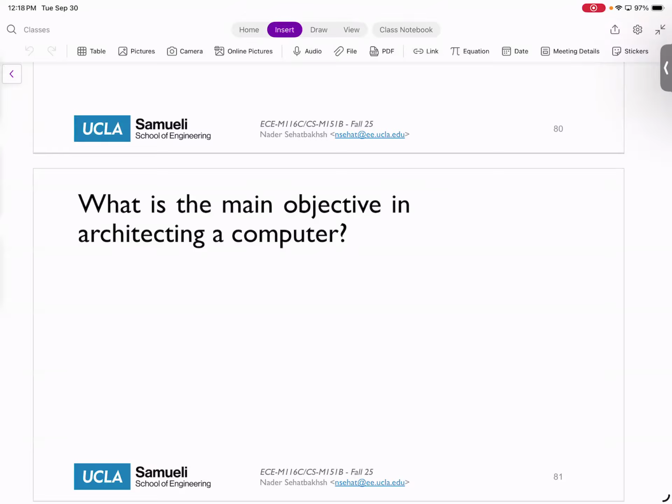So I have this question for you: what is the main objective of architecting a computer? Let's say that you are a computer architect and you're starting a new company. What do you think would be the main objective when you want to design a new CPU? Speed, yeah. So performance, that's the number one. What drives innovation in computer architecture is performance. You just want faster and faster systems. Beyond performance, there are other things.